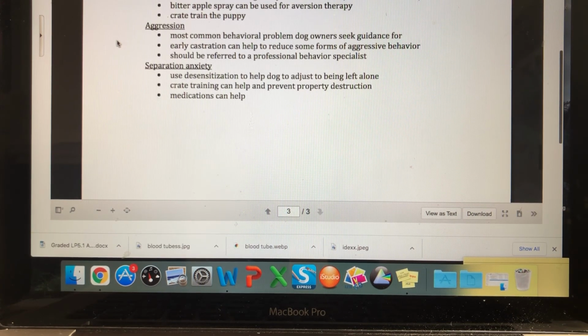So crate training can really help with that because it keeps them safe. It keeps them away from your property to destroy it. That being said, we want to work up to leaving them alone in their crate. We don't want to just get a crate, shove them in there and go to work for 8 hours. We want to work up to leaving them alone in that crate. Okay.